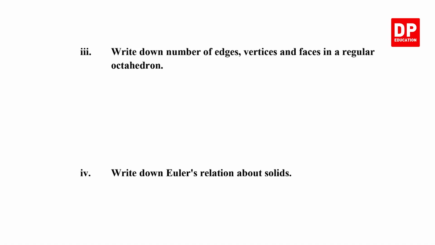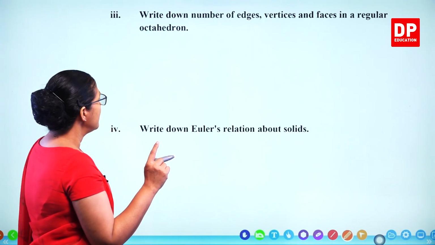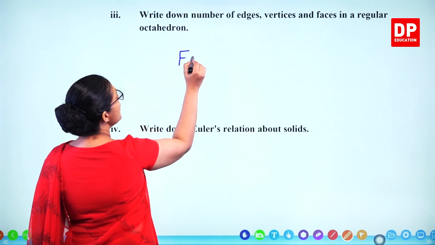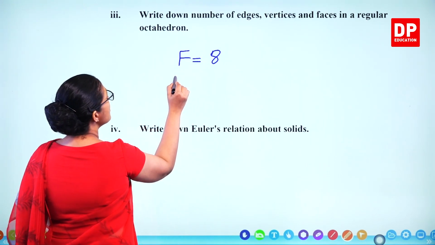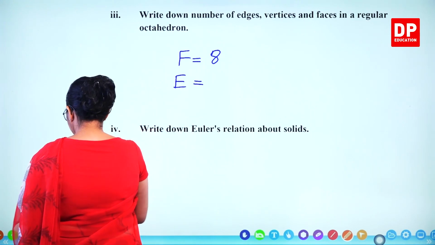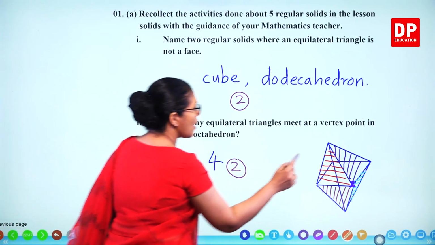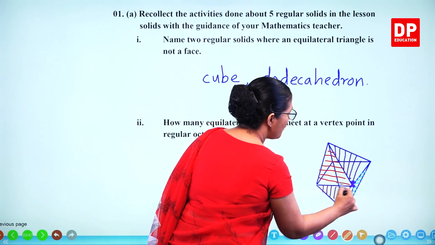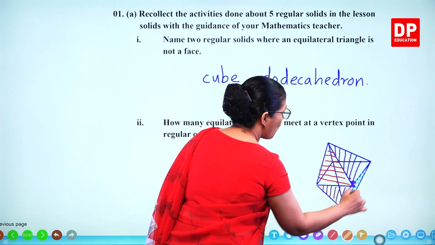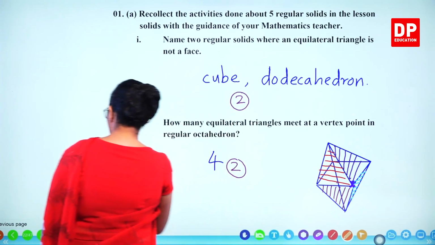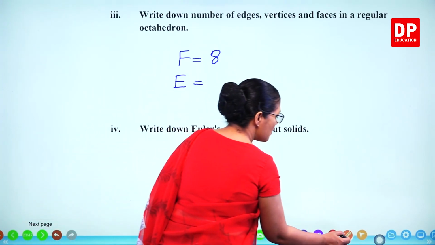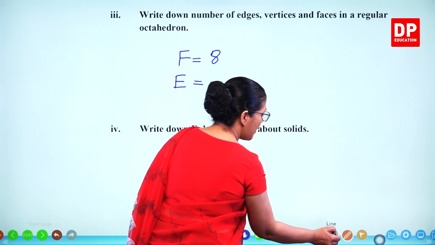Question number 1, part 3. Write down the number of edges, vertices and faces in a regular octahedron. So faces we know, octa. Octa means 8. Edges. 1, 2, 3, 4, 5. So you can name all these. I'll draw another figure here. It's easy to draw and count.